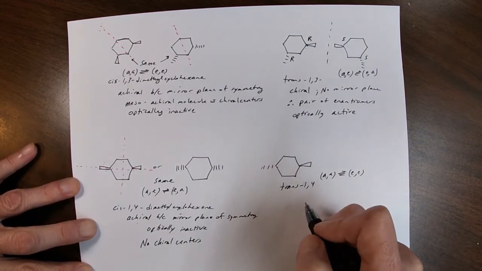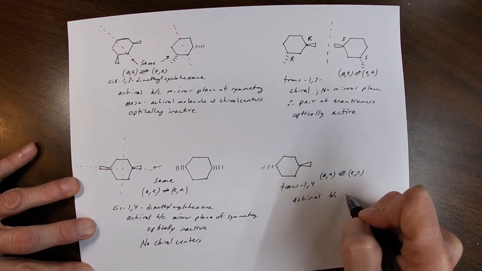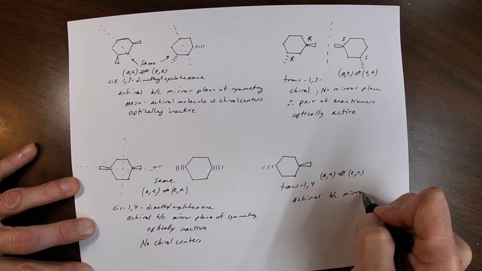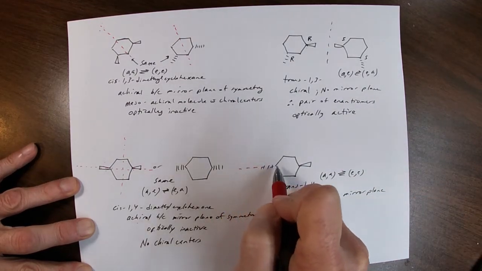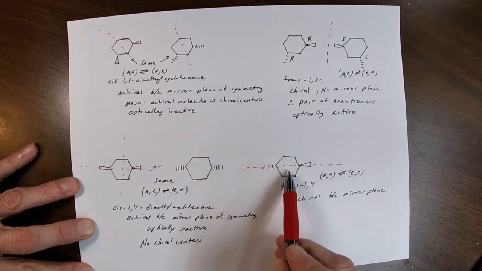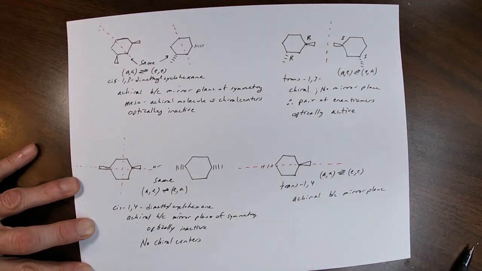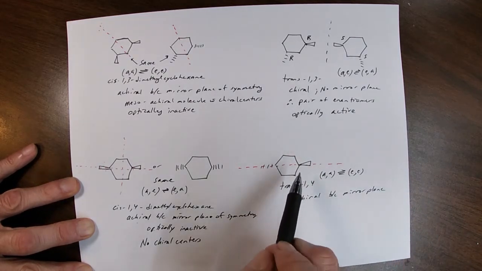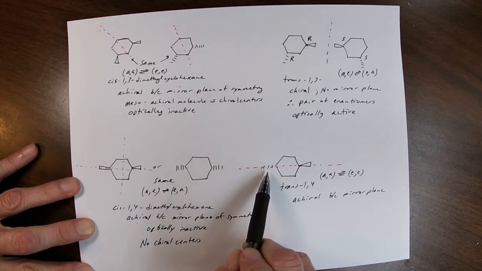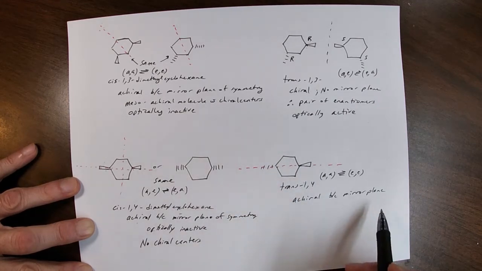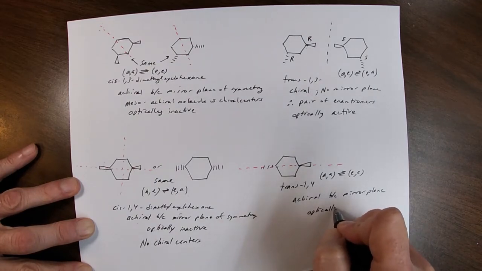So the trans 1,4 is again achiral because there's a mirror plane of symmetry. And this mirror plane cuts through right here. Now I don't have the one that cuts through here because this one is up and that one's down, but I do still have this mirror plane of symmetry. And notice it's achiral. This is not a chiral center. This arm is the same as this arm. So it's achiral because it has a mirror plane of symmetry and it is optically inactive.